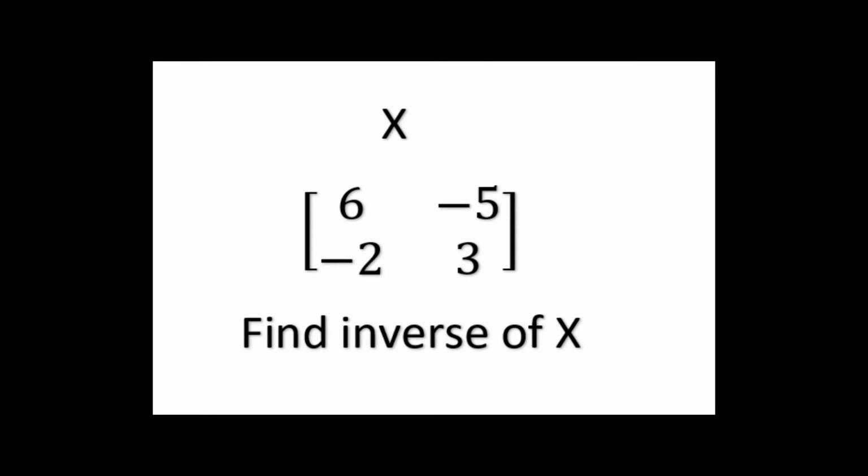We have this matrix X, which is 6, negative 5, and then negative 2, 3. We're going to find the inverse of X.